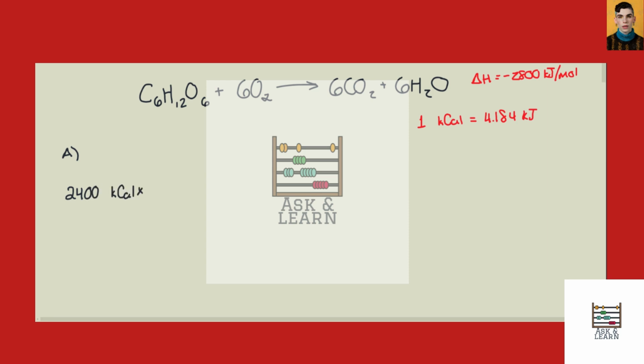Let's say that you take in 2,400 kilocalories each day. So what amount of glucose will you need for that? This is a pretty simple dimensional analysis. We have 2,400 kilocalories. You'll notice 1 calorie is 4.184 joules. So 1 kilocalorie is obviously 4.184 kilojoules. So we just plug this ratio in.